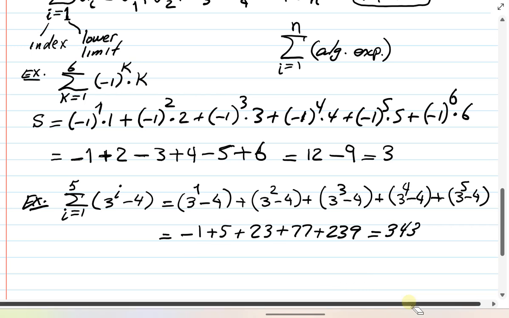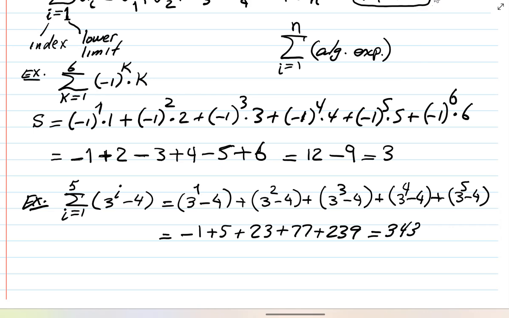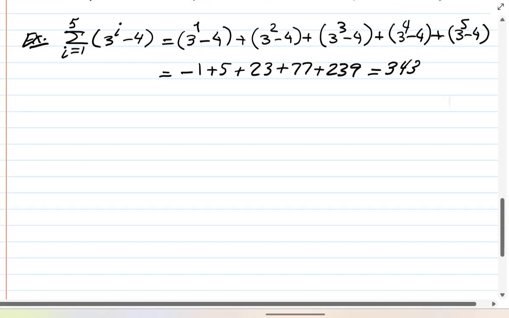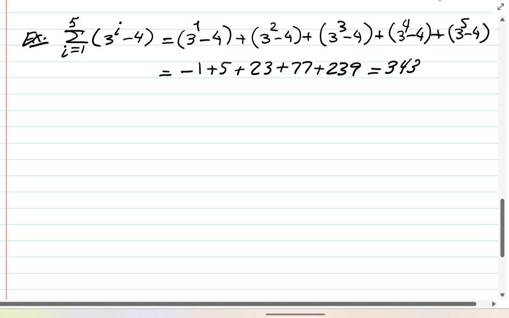Okay, and there is the result of this sigma. So it's pretty easy to work with the sigmas to expand them. All right, now let's take a look at another example. In this next example, what we want to do is this.